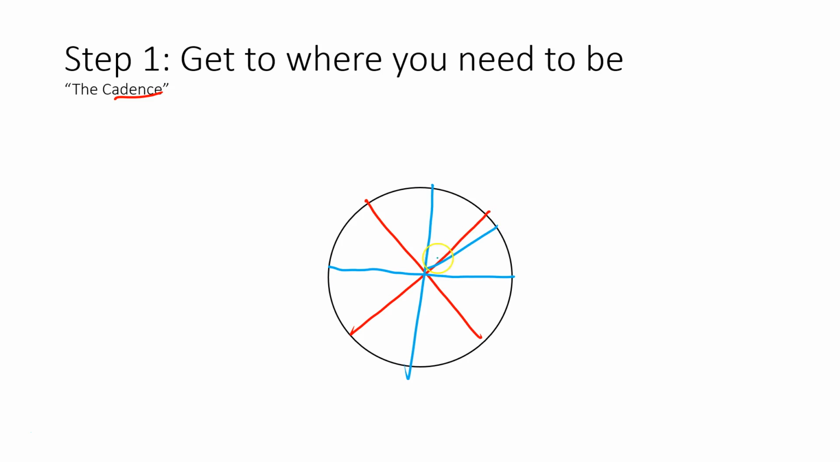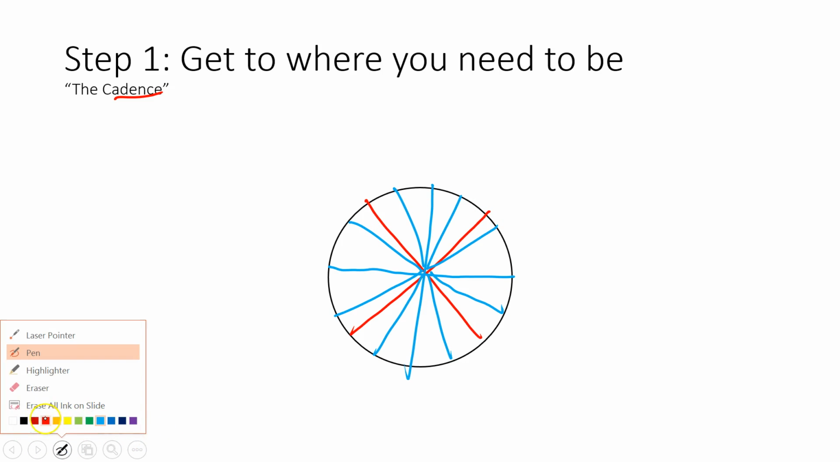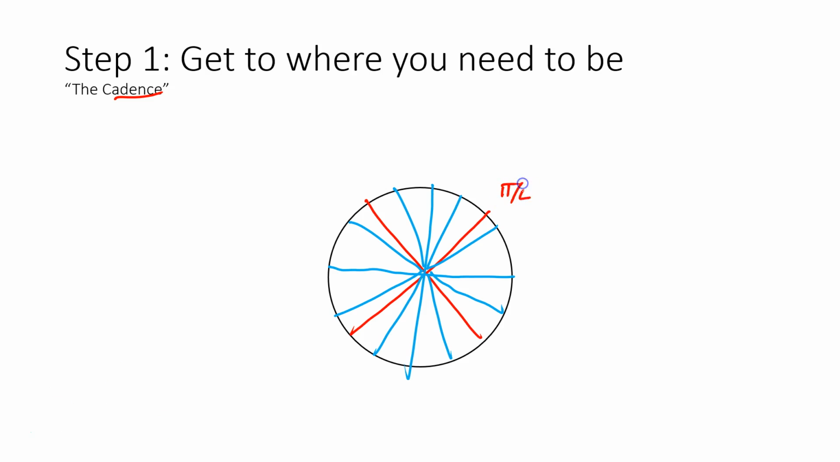So one before here and one after, one before and one after, one before and one after, one before and one after. So the first thing I draw in are those 45s. I'll do those in red. That's just 1 pi over 4, 3 pi over 4, 5 pi over 4, and 7 pi over 4.